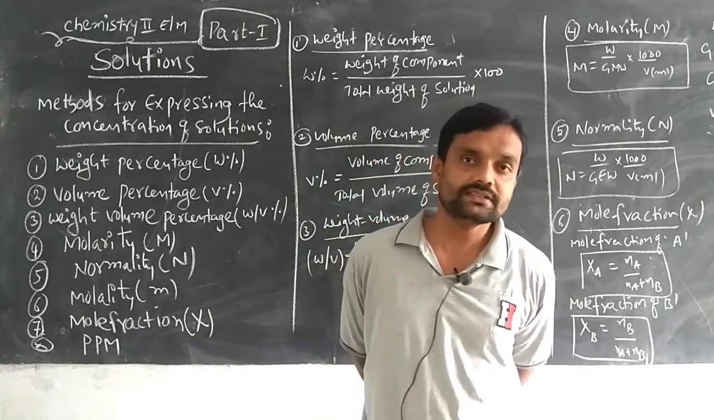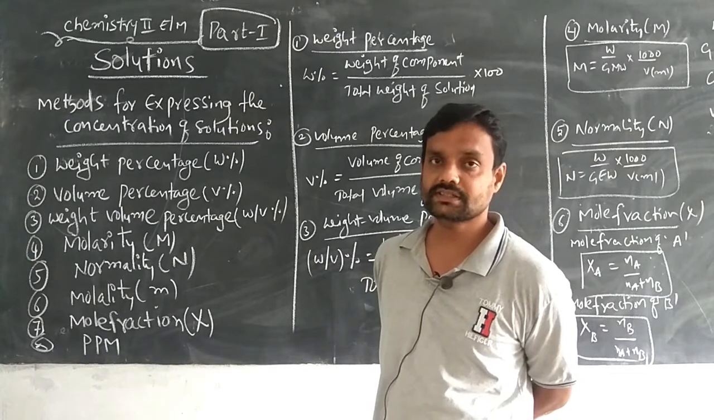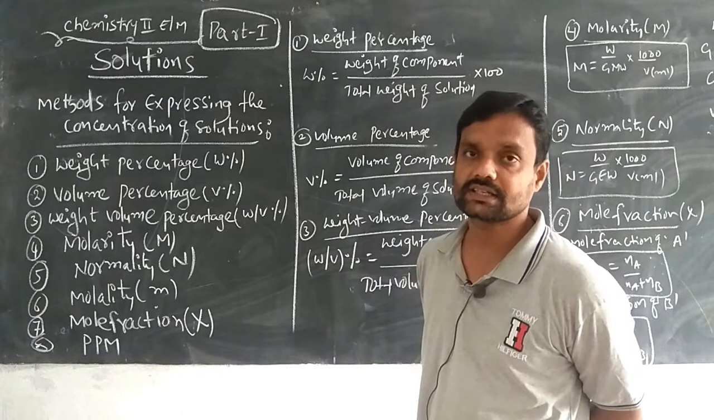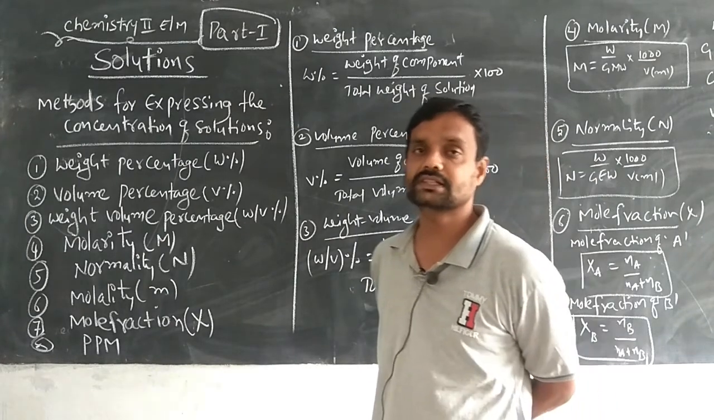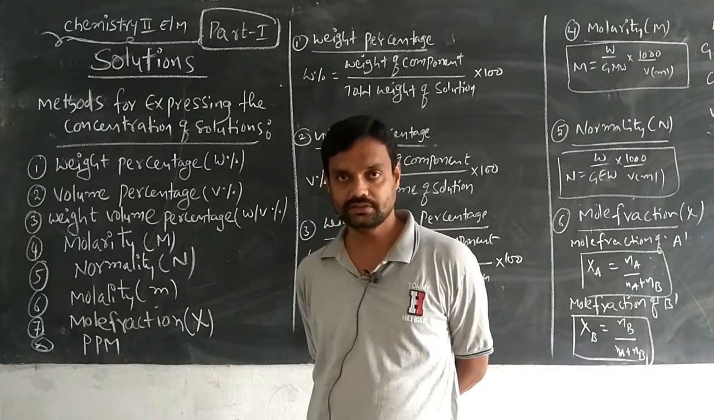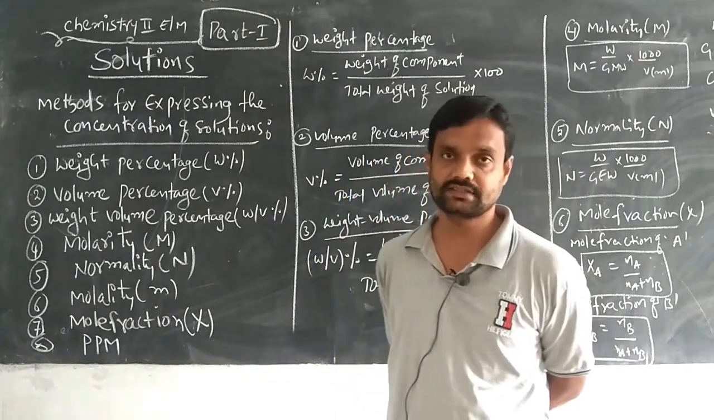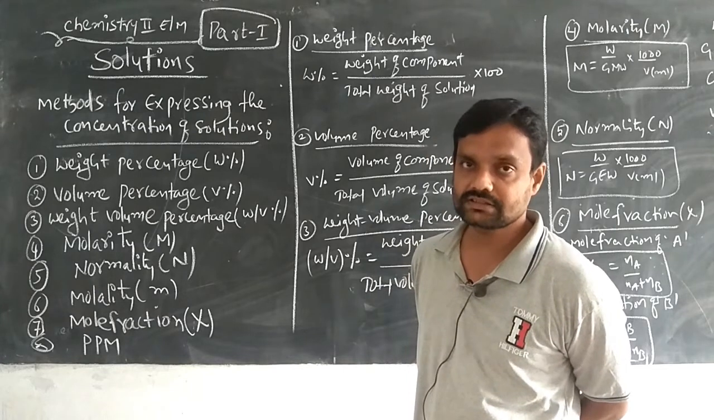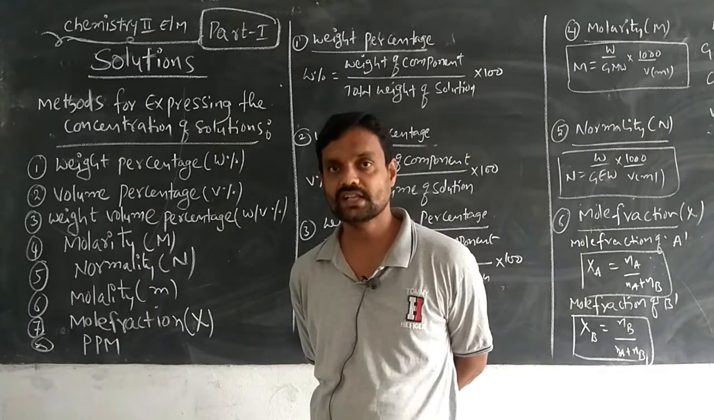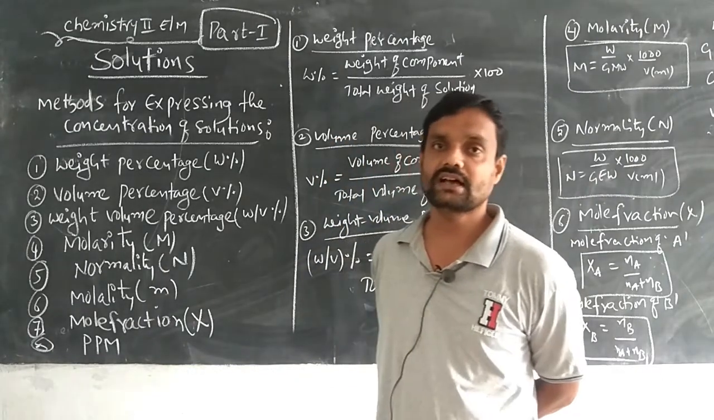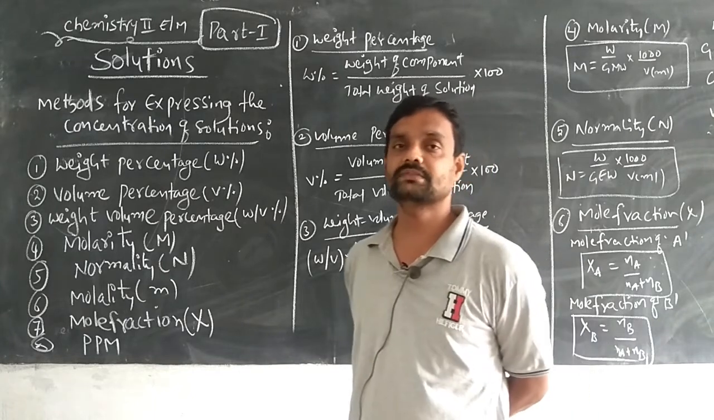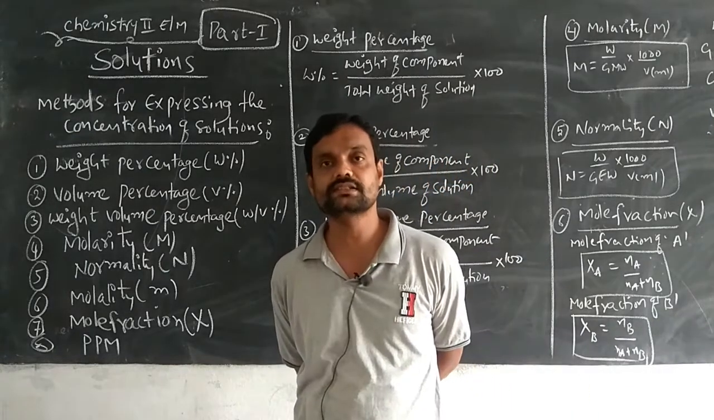So in these binary solutions, how many components are present? Only two components. One component is the solute, and the other is the solvent. In a binary solution, the component in the lesser quantity is called the solute, and the component in the larger quantity is called the solvent. This is the meaning of solute and solvent.